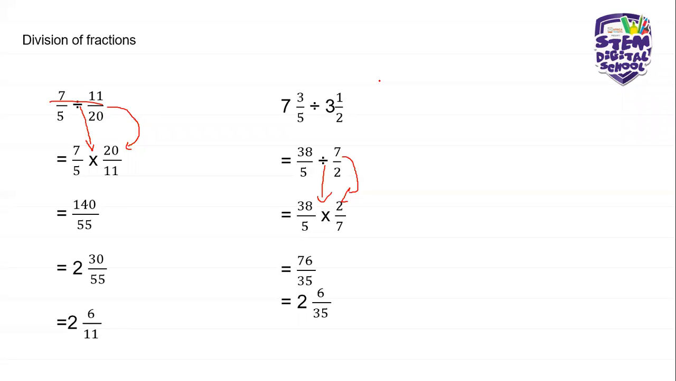Hello? Hello, sir. Yes. That part when it says 7 over 5 times 20 over 11, sir, you put the 20 on top. Yes. You swap the numerator and the denominator. Yes, sir. Thank you. That's all you're doing.